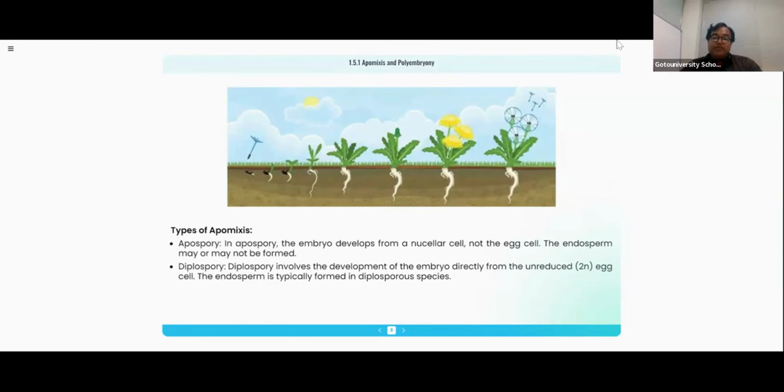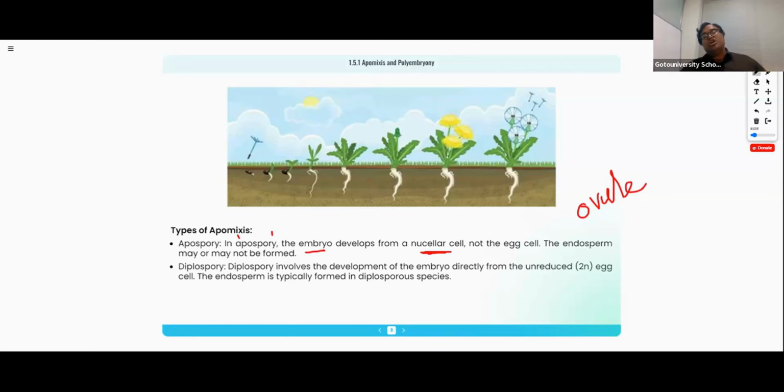We told you many times, the nucellar cells of the embryo, or we should say the nucellar cells of the ovule. So the nucellar cells of the ovule are going to become the embryo in a process called apospory. This process is a type of apomixis.